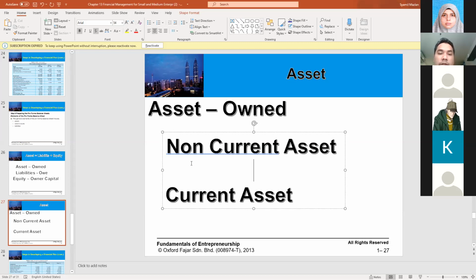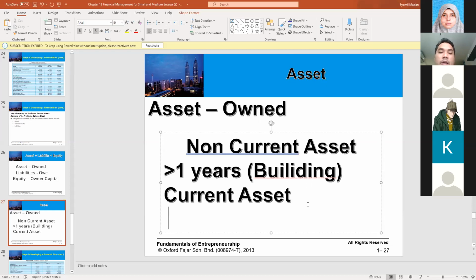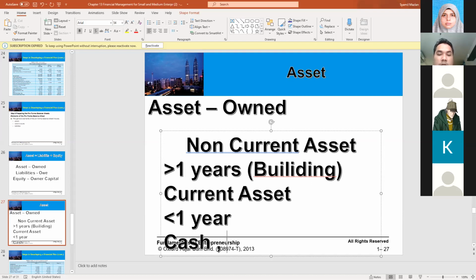What is meant by non-current asset? Non-current asset is something that you use for more than 1 year. I'll give an example like a building, like a car. Okay. How about current asset? Current asset is something you use for less than 1 year. For example, like cash, your bank, and then your debtor.